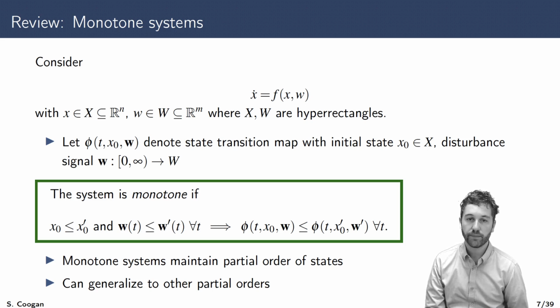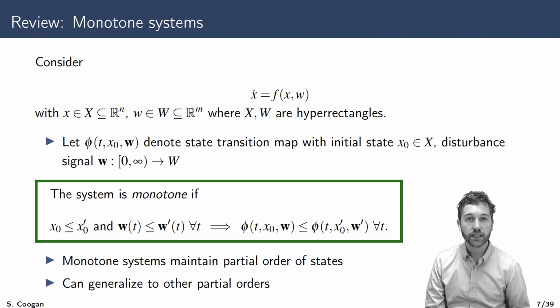signal W. The system is monotone if, for any two ordered initial conditions, x0 and x0 prime, and any two disturbance signals, W and W prime, that are also ordered for all time, the state remains ordered for all time. Here, we define two vectors to be ordered if it is ordered along each coordinate. That is, we consider monotonicity with respect to the standard ordering. Therefore, monotone systems maintain a partial order of states under the system dynamics.